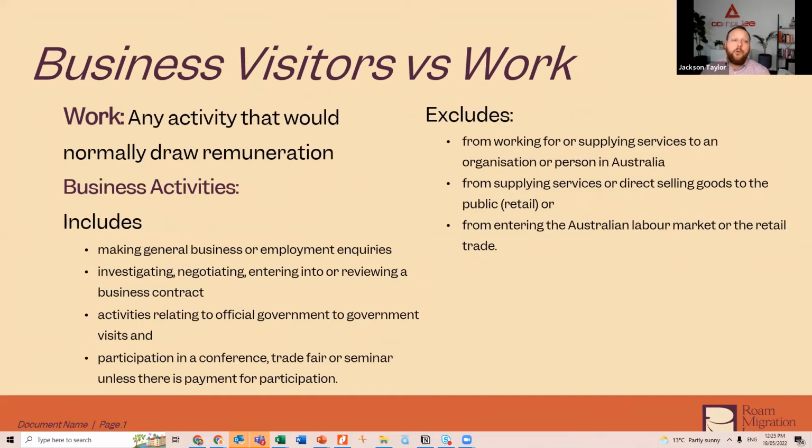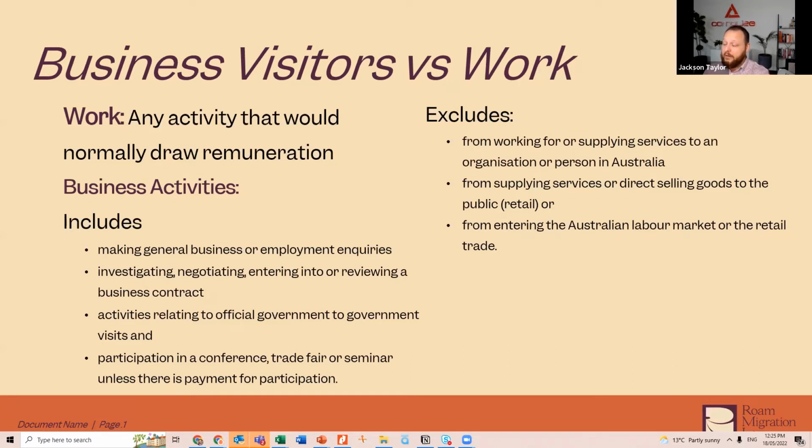Now, in terms of business visitors, what is it that they can do? Well, we have to distinguish between work and business activities. Work is defined in immigration law as any activity that would normally draw remuneration. Very, very broad. Business activities are carved out essentially from work, and they include things like making general business or employment inquiries, investigating, negotiating, entering into or reviewing a business contract. And then there's another couple of examples there.